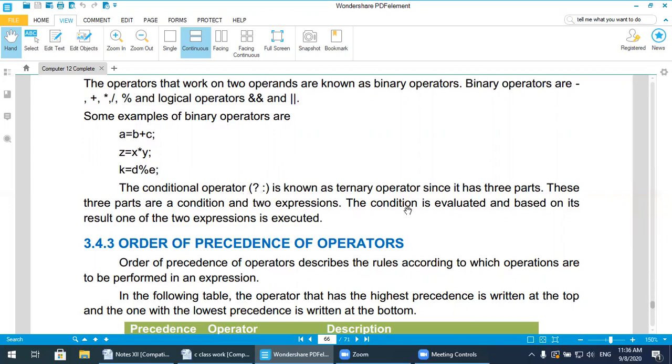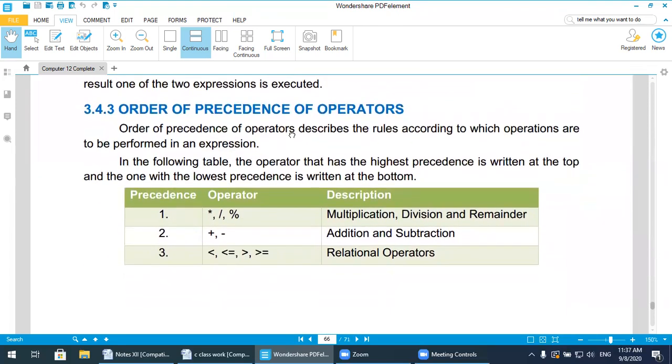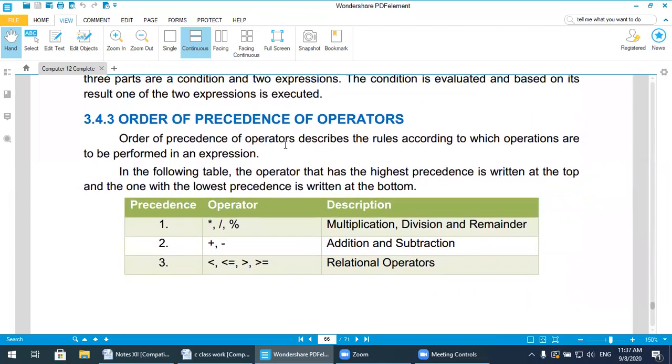The condition is evaluated and based on its result one of the two expressions is executed. So in the ternary operator or conditional operator, yesterday we discussed it in detail. Expressions depend on the condition. If the condition becomes true, then expression one will be executed. If the condition becomes false, then expression two will be executed. Next topic, order of precedence or operator priority.